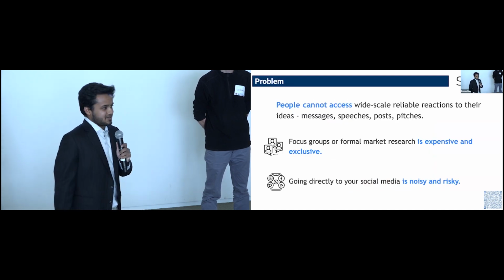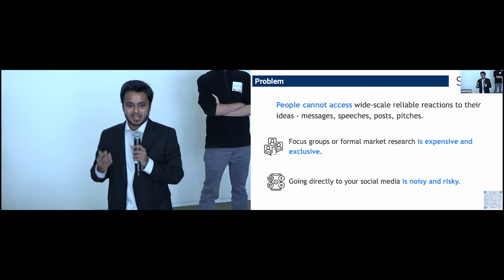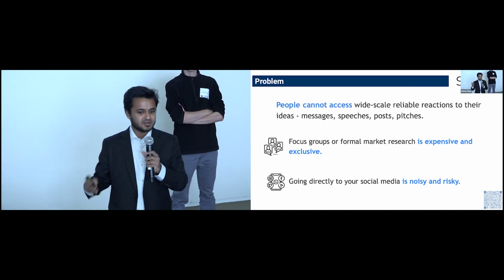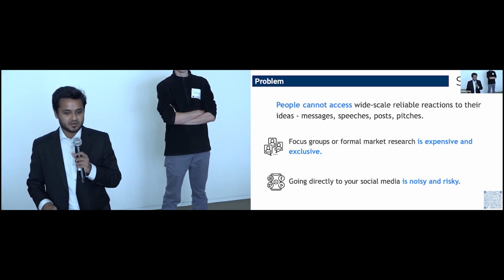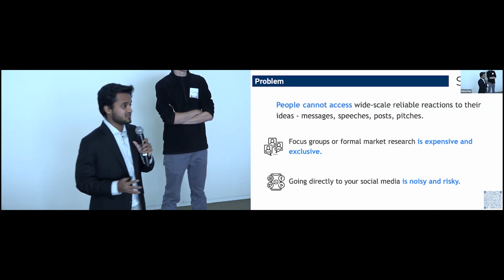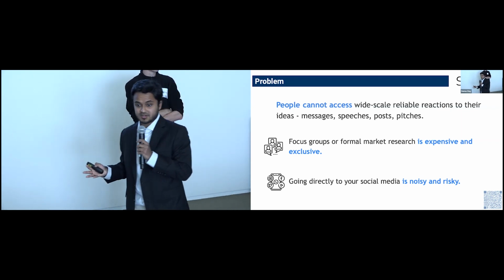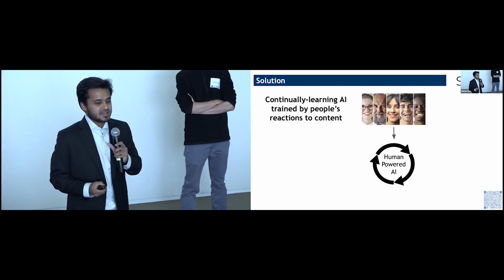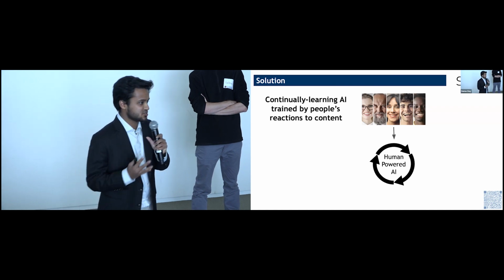What is the problem here? The problem here is that people cannot access, or it's very hard to access, wide-scale, reliable reactions to whatever message you're putting out there. It could be a message, a speech, presentation, TED Talk, post, whatever. You can hire focus groups, but focus groups are rarely representative of the millions of users around the world who will see your post or who will use your product. And they're never diverse. So our solution is a continually learning AI that is trained by people's reactions to content.